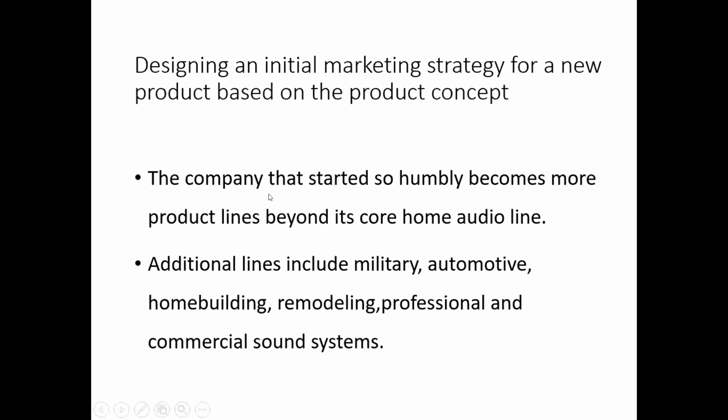In this case, the company that started so humbly became more product lines beyond its core home audio line. It's like his original product from his original product line. He wants to expand more product lines. It's like a new product based on the product concept. Additional lines include military, automotive, home building, remodeling, professional and commercial sound systems. It expands from its original audio line, and he extends more product concepts like this.